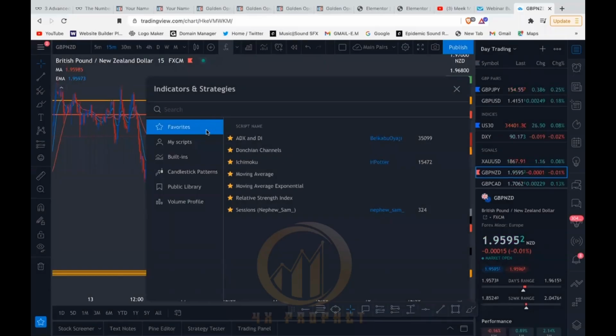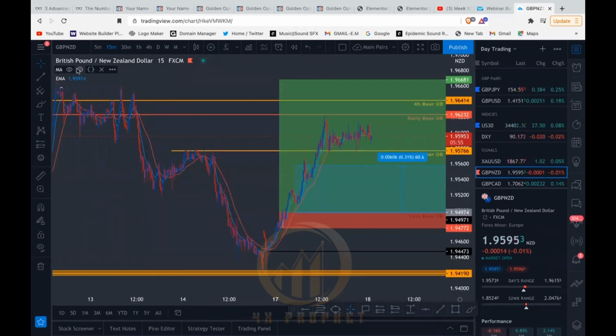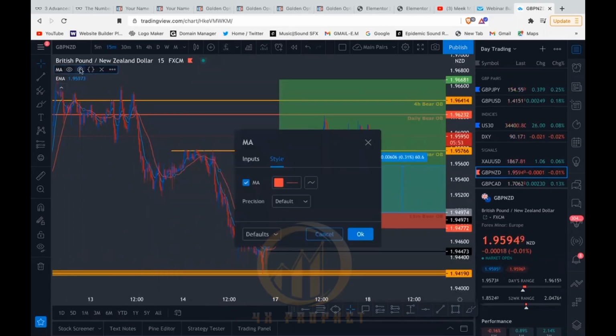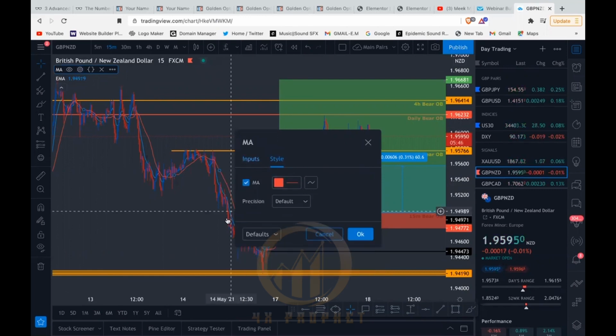Go over to the indicator section and look for moving average. You star this one, and you also star the exponential. The moving average, you'd make this one 21. Go to inputs right here: 21, source close. Style would be red. Basically, whatever color you want, you can make it, but the common color for bearish is red. Then of course you could save it as a default.